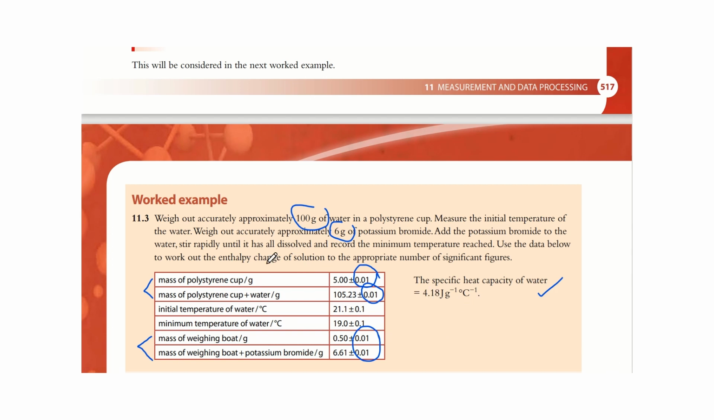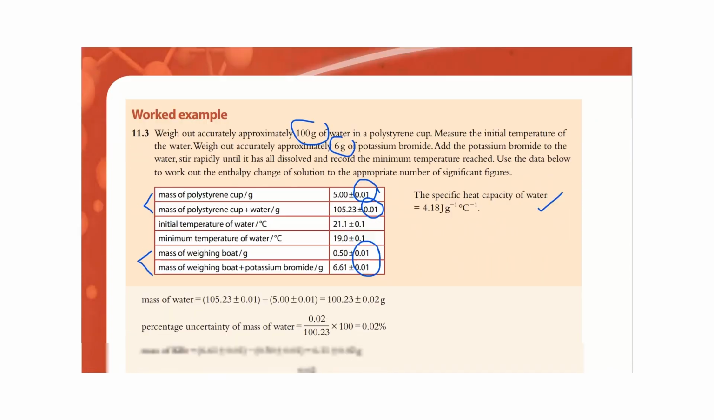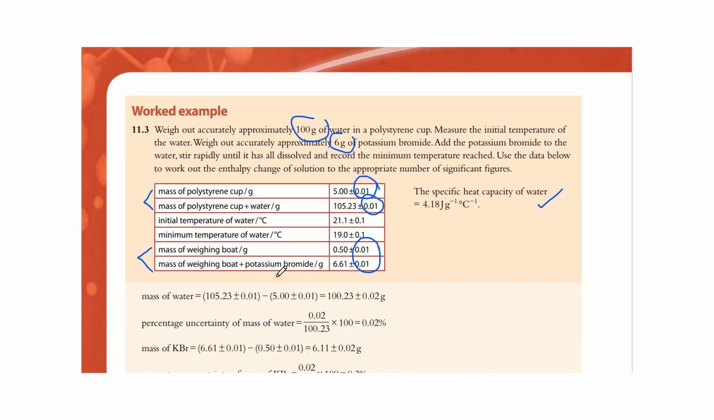So the first thing that you need to do is to calculate the Q. So you go and you figure out the mass of the water. So you can see here that you've got the 105.23 plus or minus 0.01 minus 5 plus or minus 0.01. So you subtract these values from each other. But what you do is that you add the uncertainties together. This is because you use the balance twice. Once to measure the empty polystyrene cup, and the second time is to measure it with water. So anytime you have an uncertainty, you add them together if it's the same equipment. So when you subtract 105.23 minus 5, you get 100.23 plus or minus 0.02 grams.